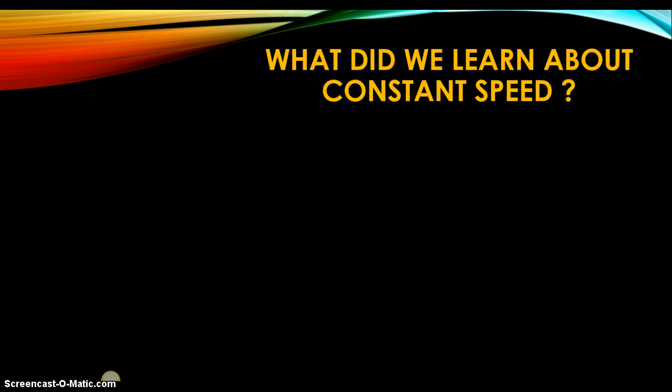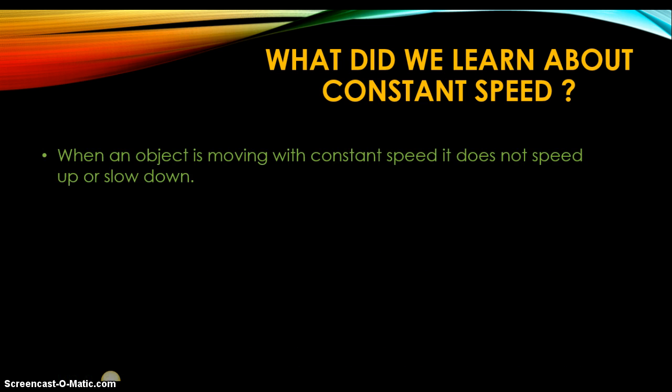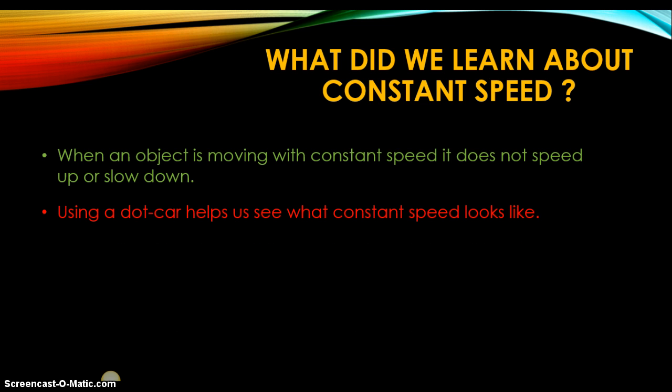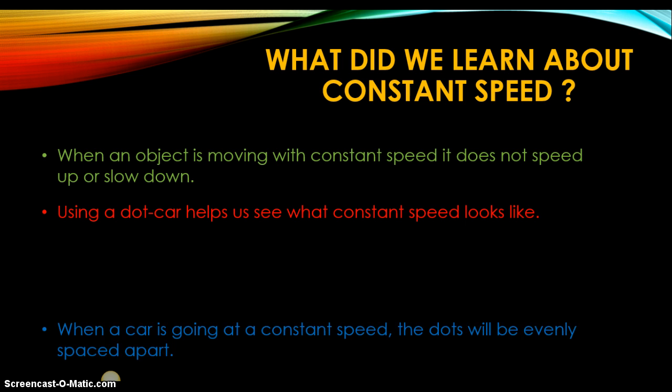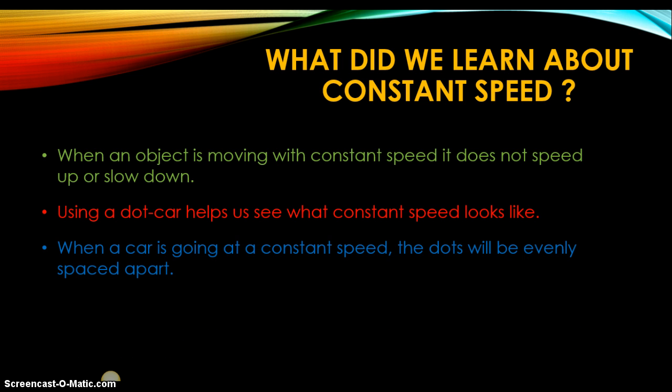So what did we learn about constant speed? When an object is moving with constant speed, it does not speed up or slow down. Using a dot car helps us see what constant speed looks like. When a car is going at a constant speed, the dots will be evenly spaced apart.